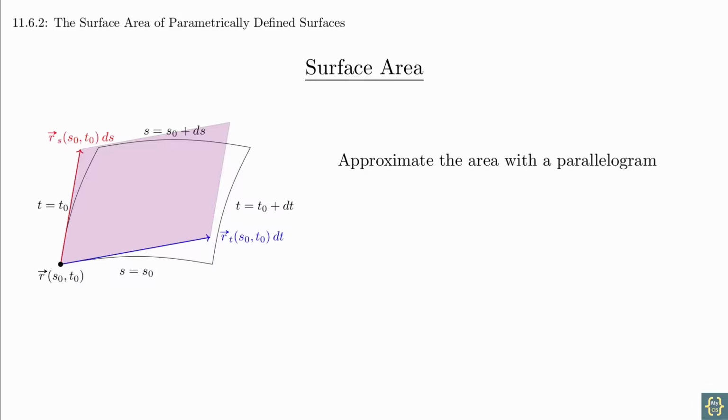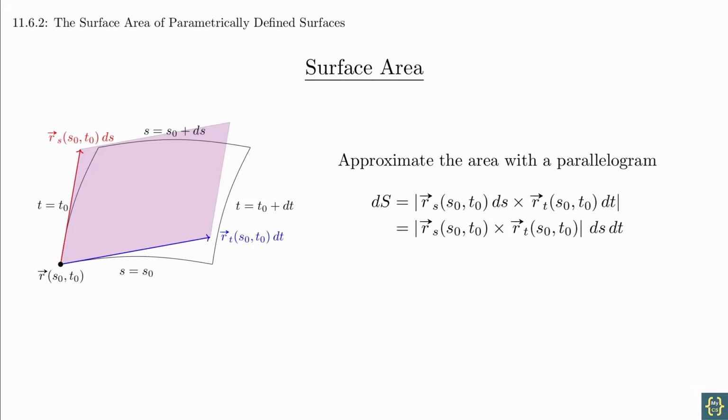The same idea works in the s direction. And now we use the fact that the length of the cross product of two vectors gives us the area of the parallelogram spanned by those vectors to get our area element. We get dS is equal to the length of r sub s ds cross r sub t dt.